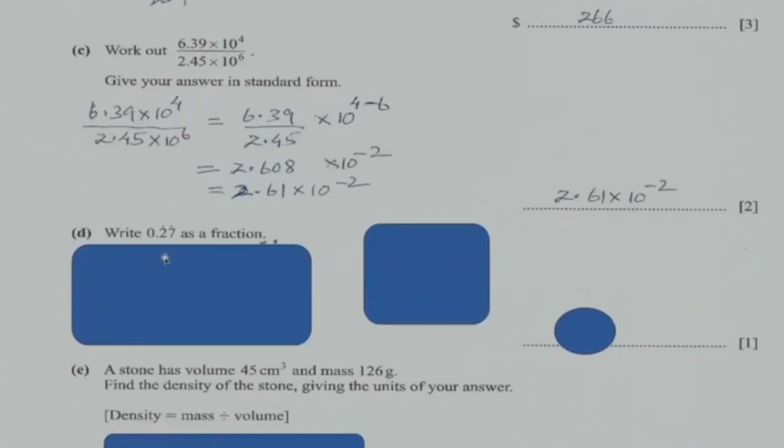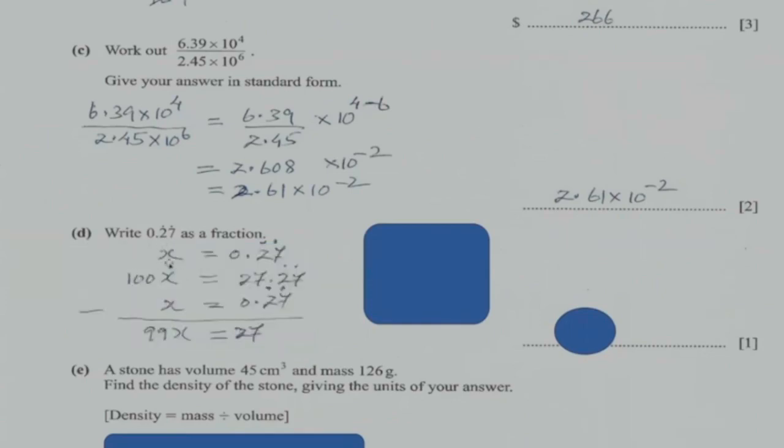Write 0.27 recurring. This is a recurring number. It is happening again and again. We can write it like this. We write x equals the recurring number. Then we multiply this by 100.